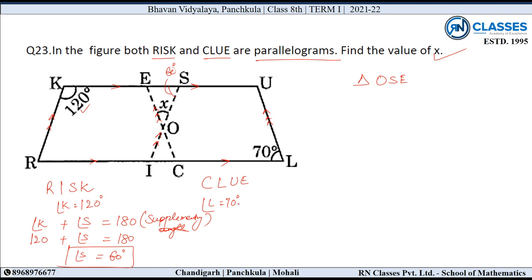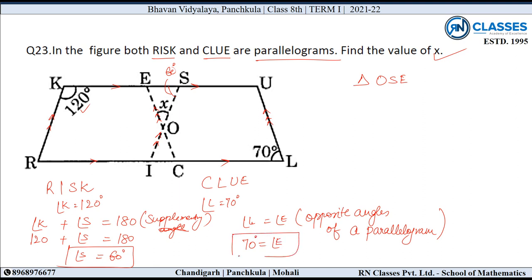क्लू में एंगल एल दिया हुआ है. एंगल एल इज 70, मीन्स एंगल एल इज इक्वल टू एंगल ई. ऑपोजिट एंगल्स ऑफ अ पैरेललोग्राम. Opposite angles of a parallelogram are equal. Angle E will become 70 degrees. Angle E is 70 degrees, means this is 70 degrees.